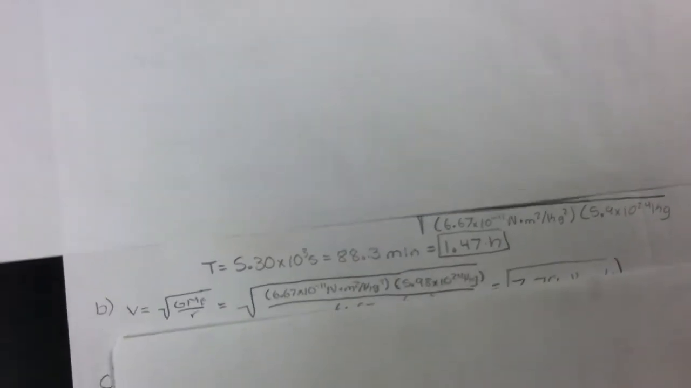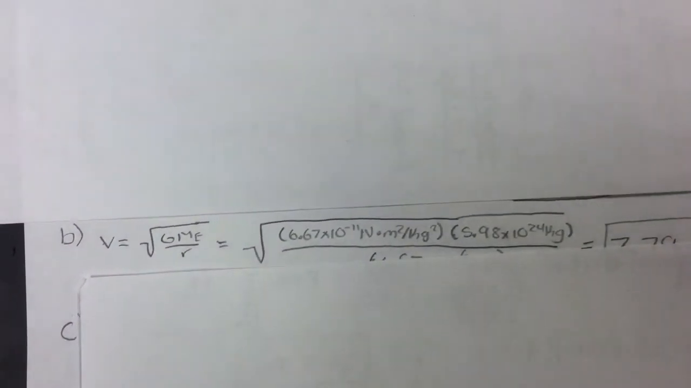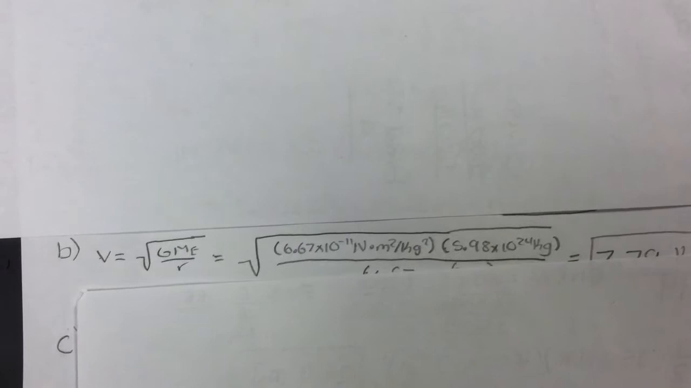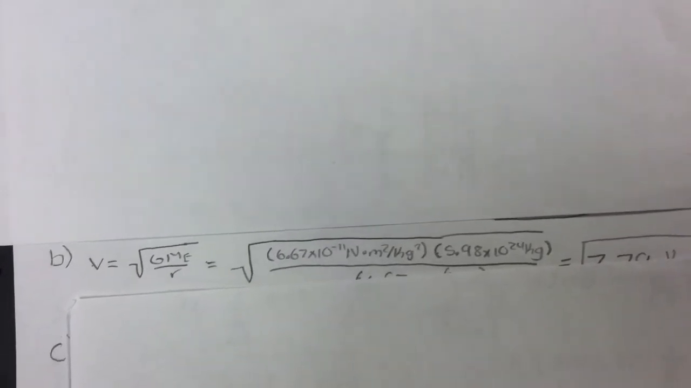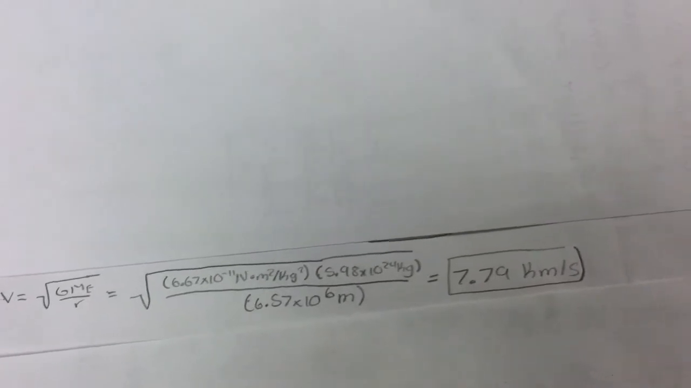Part B, we're solving for the velocity, and the velocity is equal to the square root of the gravitational constant times the mass of the Earth over r. If we plug in the numbers we already have, we get 7.79 kilometers per second.